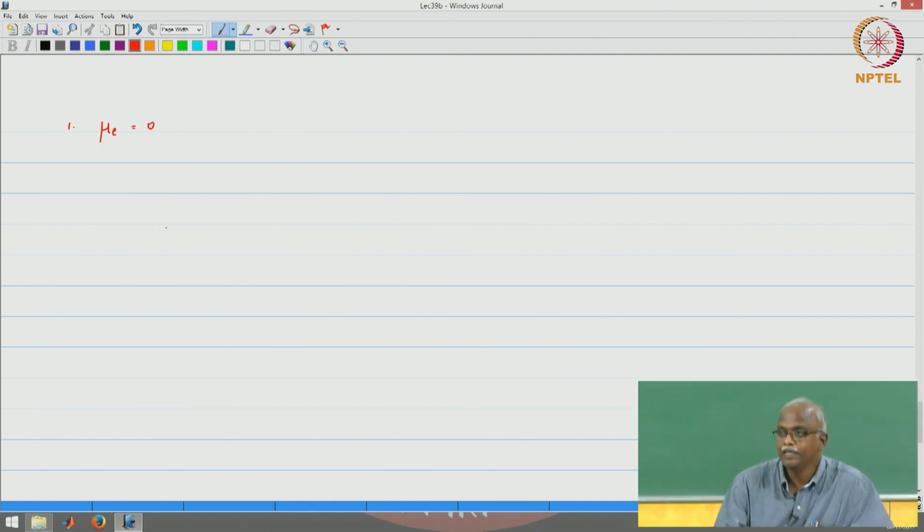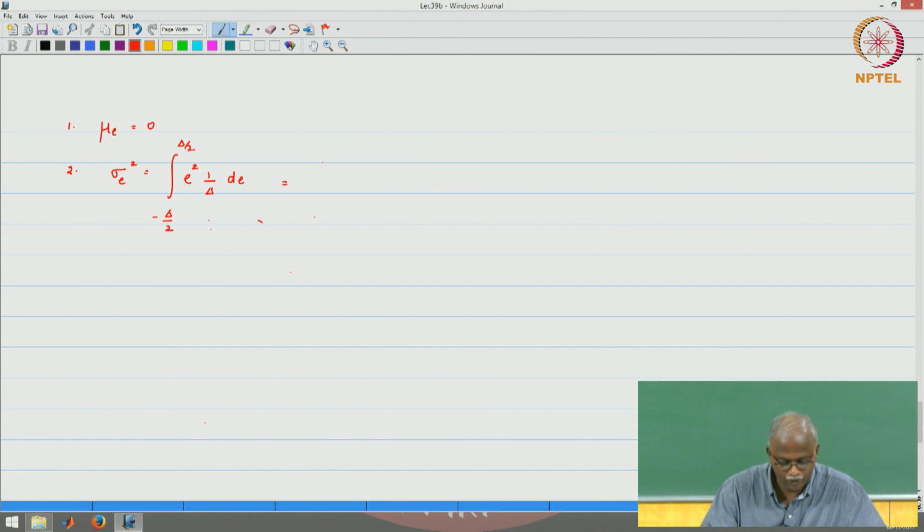So, using this framework, please verify that these are the results that you would have shown or derived. The mean value is 0, uniform, both positive and negative values, straightforward to show. Second one is the variance of the error. This one says I go from minus delta by 2 to delta by 2. The variance means I have to do E squared, PDF is 1 over delta times dE. This comes out to be delta squared by 12. Okay. So, this is also a result that is well known.